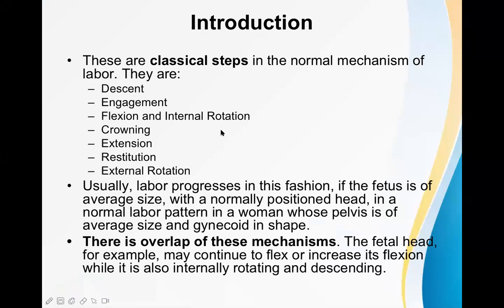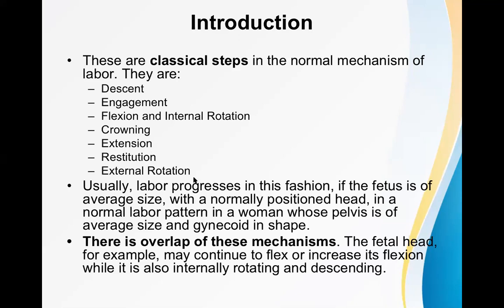So these are the classical steps in the normal mechanism of labor. Let's list them first, and then we'll elaborate on each of them. They are descent of the presenting part, engagement of the presenting part, flexion and internal rotation, crowning of the presenting part, extension, restitution, and external rotation. There are so many terms there. Some of them are very new to you, so we need to explain all of them. And this class is all about that.